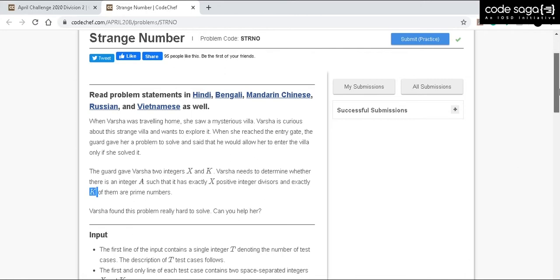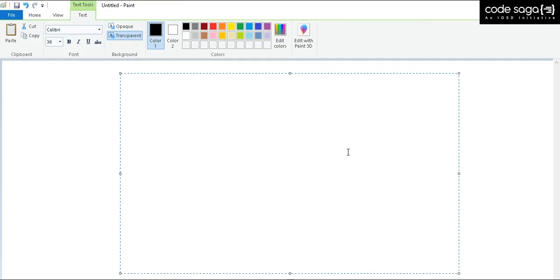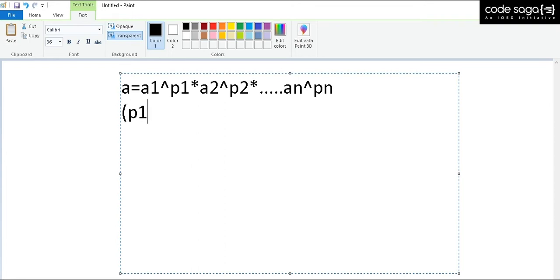Now the key to solving this question is to find the relationship between the number of prime factors and the number of total factors. Say a number a has prime factorization such as a1 raised to the power p1 into a2 raised to the power p2 into an raised to the power pn. Then the number of factors this number would have is p1 plus 1 into p2 plus 1 up till pn plus 1.